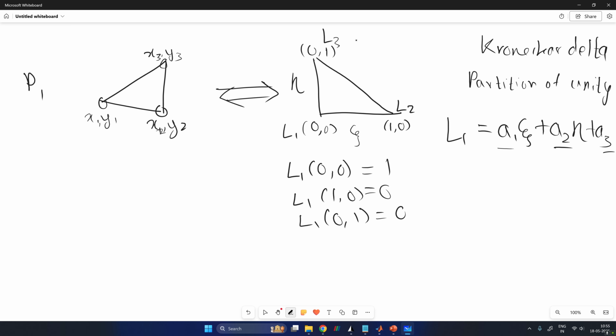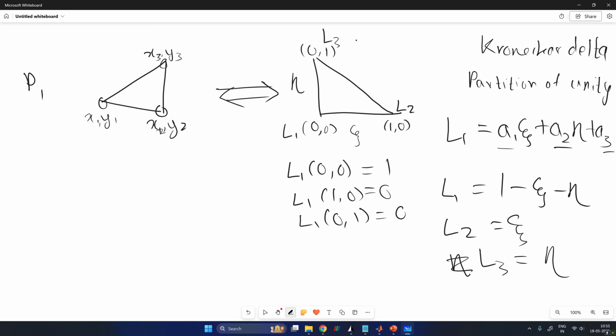Basically you can write a code for this and do this for higher order elements as well. In the case of the linear elements, the solution is very simple. It is like this: L1 is 1 minus psi minus eta, L2 is psi, and L3 is eta. You can see that they satisfy these two properties, Kronecker delta and partition of unity. This is a very simple problem, and we can extend the same process to quadratics or cubics as well.